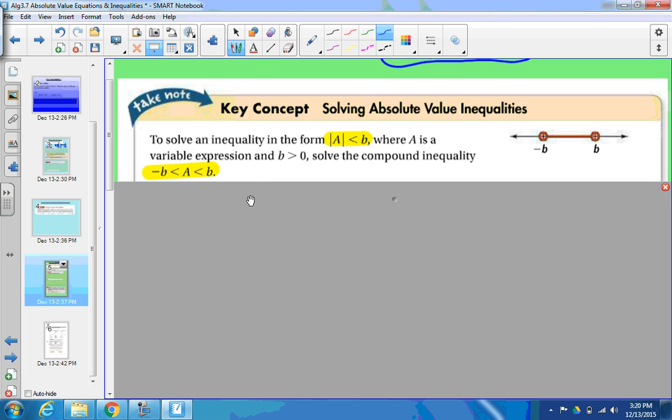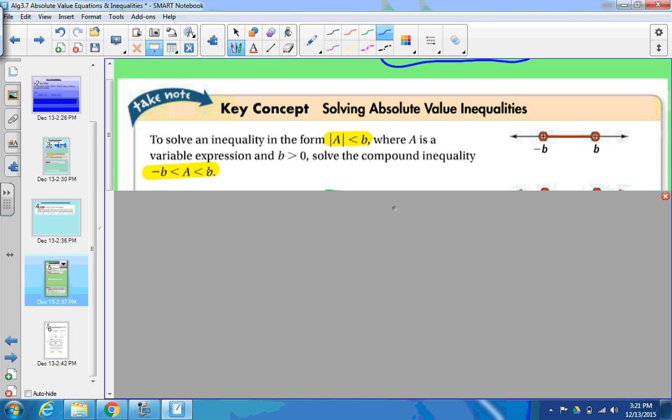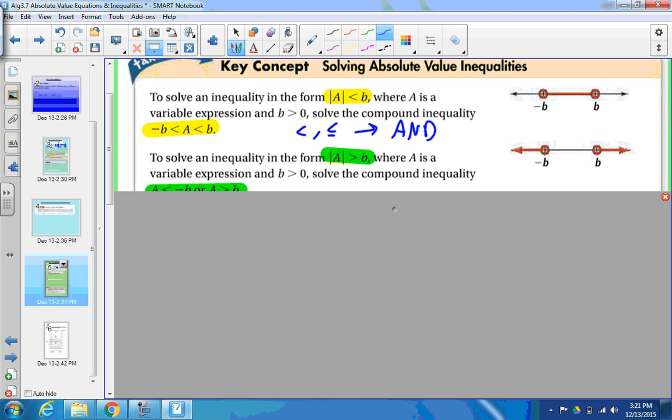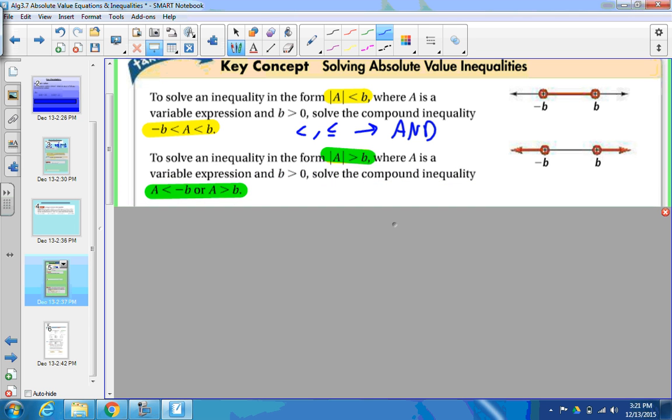Solve the compound inequality as an and. Okay, so you put that in the middle, you have your less than signs, and negative b and positive b on the left and the right. So this would be like an and inequality. So less than, and actually less than or equal to, would be and inequalities. When you have greater than or equal to, it would be the same in this form. It's just a sign that's different.